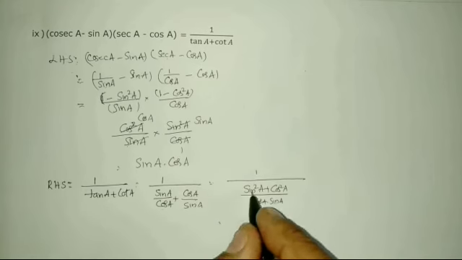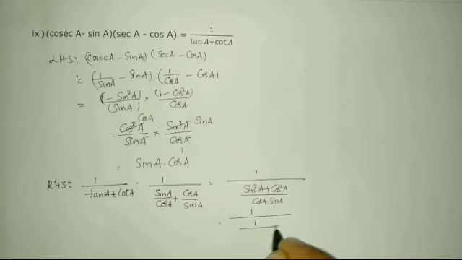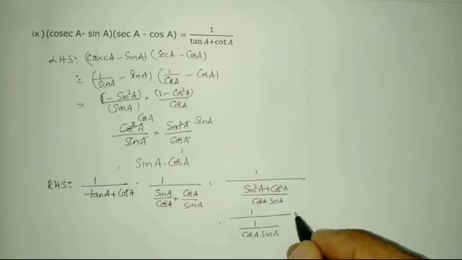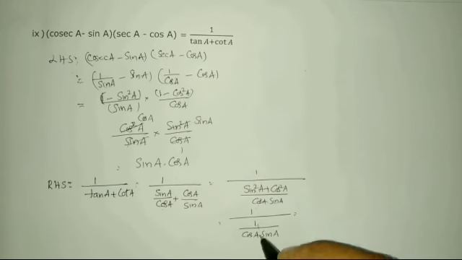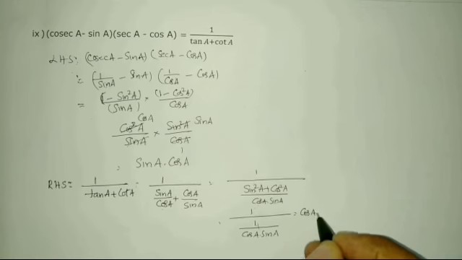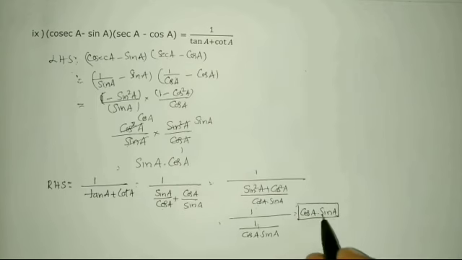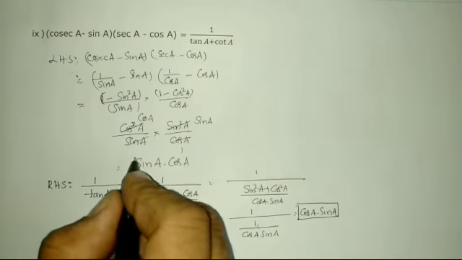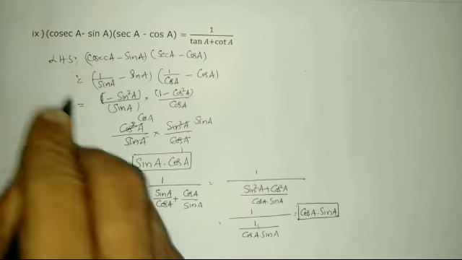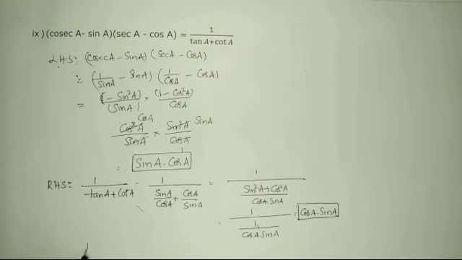So 1 by sin square A plus cos square A equal to what? 1 by cos A into sin A. 1 by cos A into sin A can be written as, you have to write the reciprocal of this one, cos A into sin A. So from right hand side also we got the cos A into sin A, and from left hand side we got sin A into cos A. From these two we can write LHS equal to RHS.